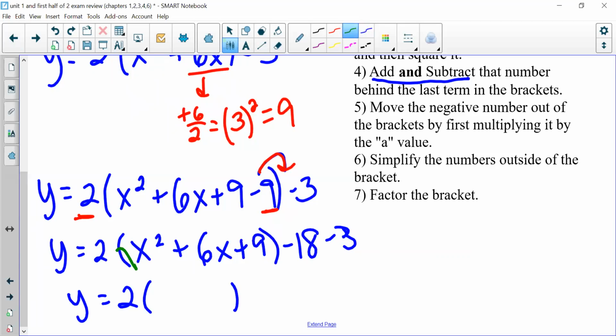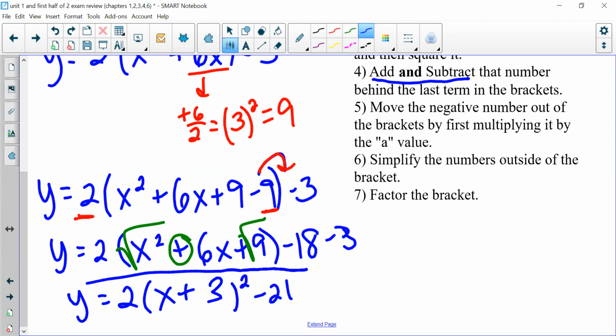So square root of the first, 1x. Square root of the first term, sign of the middle, square root of the last term. Wait, so you square root the 9 and the x squared? Mm-hmm. So it's going to be x, and then it's going to be 3. And what's the sign in the middle? Plus. Good. And then what's -18 take away 3 more? Positive 21. It's actually going to be -21.